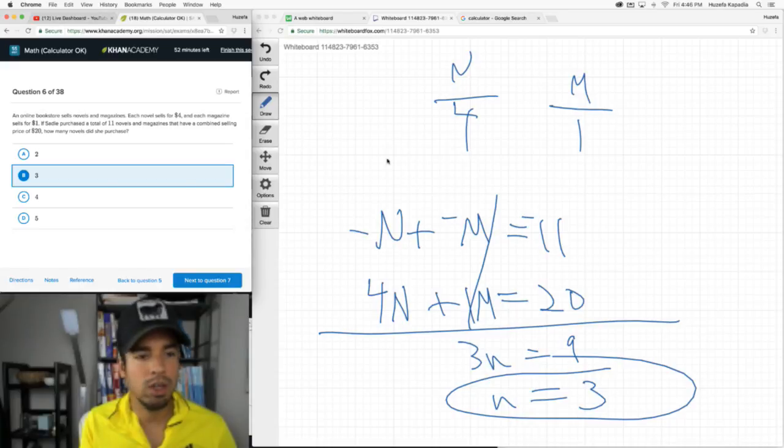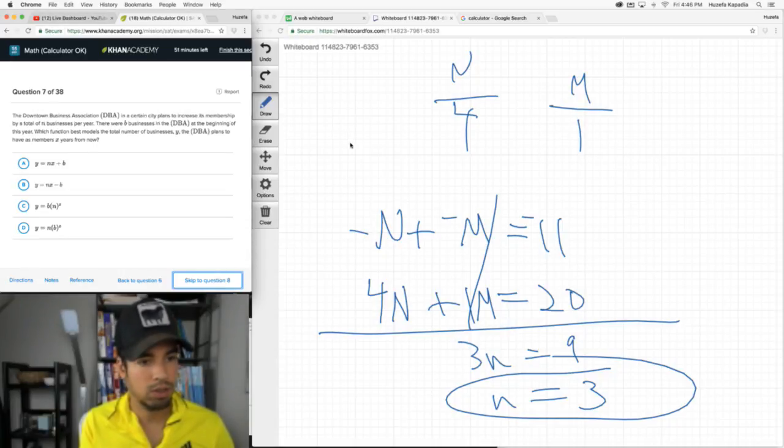We can plug it in and make sure that works, right? 3 times 4 is 12. Plus 8 times 1 is 8. 8 plus 12 is 20. And we're good. It works.